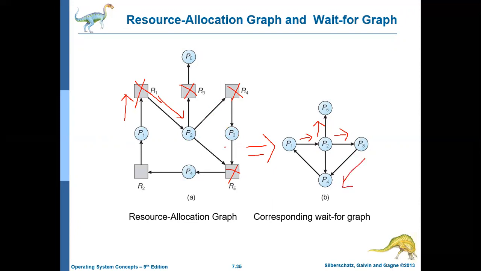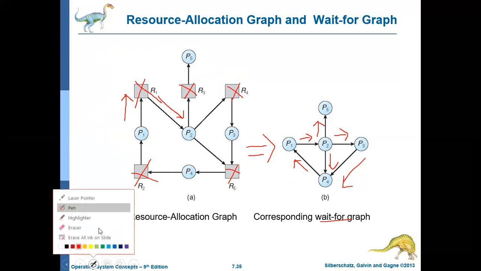Okay. Similarly, P2 to R5 and R5 to P4. So again, we'll have P2 to P4. And P4 to R2 and R2 to P1. So collapse R2, and we'll have P4 to P1. Okay. So this is the corresponding wait for graph for the given resource allocation graph.